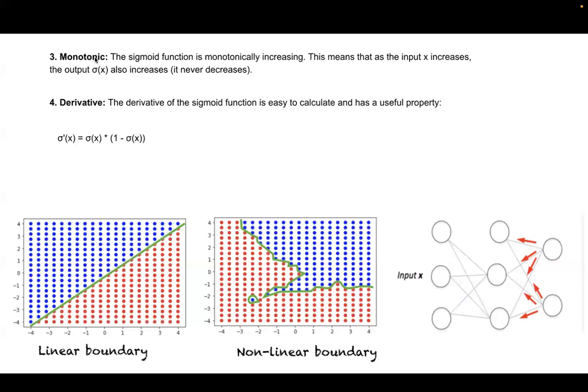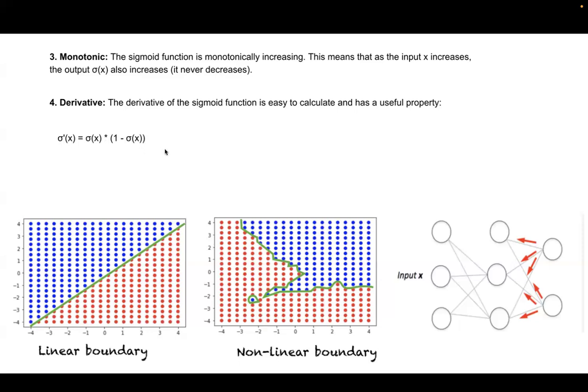The sigmoid function is also monotonic, which means it is increasing. As x increases, the value of the function also increases. It never decreases. The derivative of the sigmoid function is very easy to calculate. The derivative of the sigmoid function is the sigmoid function itself multiplied by 1 minus the sigmoid value. So it's very easy.